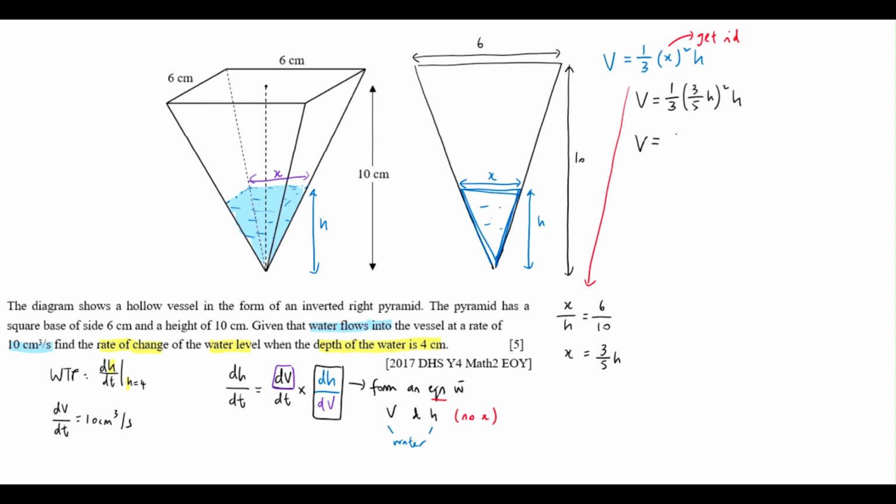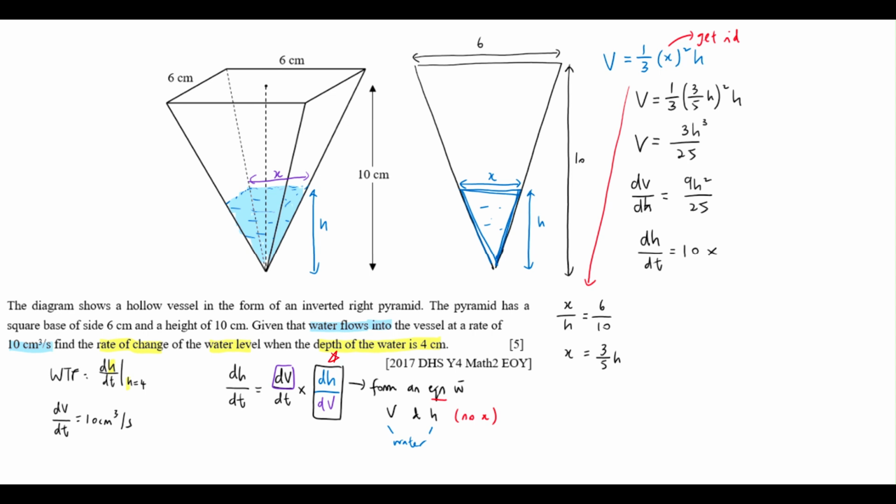There you go. You will be having 25 over here, and you will have 3h cubed. Okay, so now you will perform differentiation, which gives dV over dh equals 9h squared over 25. Then, looking at your objective, dh over dt is equal to dV over dt, which is the information given, 10, times. Now take note, this is something that you need to take note of as well.